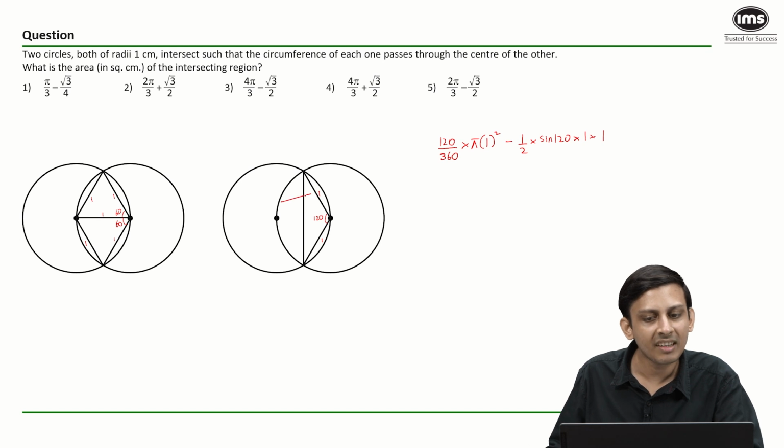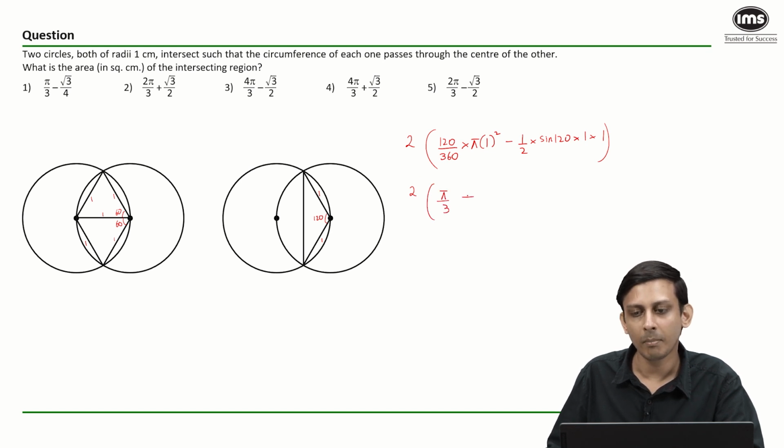So now from this sector, when we are subtracting this triangle, we will be left with the area of this segment. Okay, and now we will just make it double so that we get the area of the other segment also, and we get the total area. So we'll just take double of this. Now we just have to calculate. So we'll get 2 into pi by 3 minus half into sine 120 into 1 into 1. Now what is sine 120? Sine 120 is the same as sine 60. Sine 60 is root 3 by 2. Okay, so if we calculate this now, we will get 2 pi by 3 minus root 3 by 2. Okay, where do we have that? In option 5.